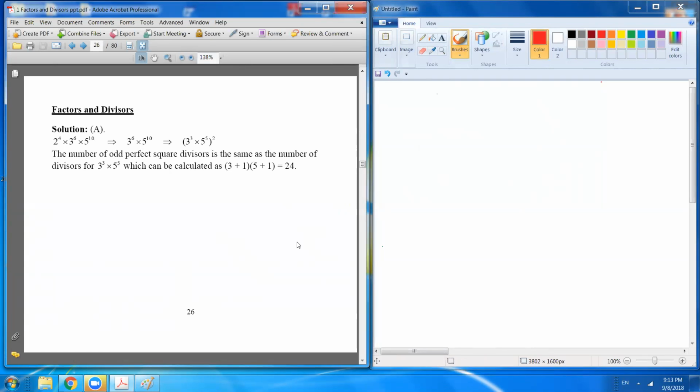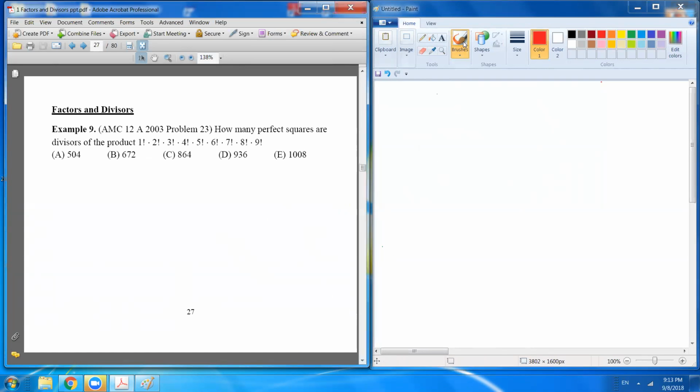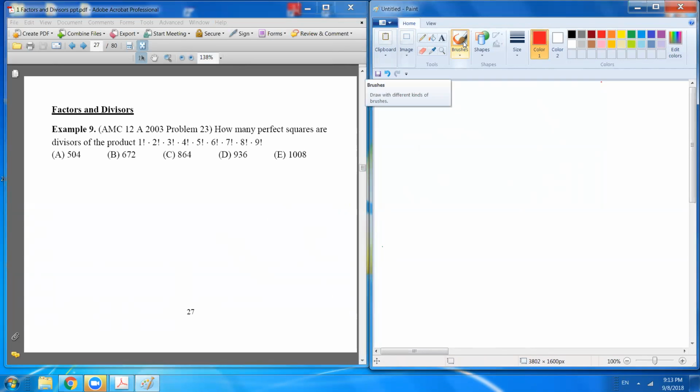Now we are going to do an MC 12 problem. Okay, we take a challenge. Problem 23, take a look at this one, okay? And I'm going to give you some help. Is that okay? Do you want me to give you some help? MC 12, problem 23. Why do I give you some help? Because I think it's fair. At that time, in 2003, you could use a calculator, but now we are not able to use a calculator.